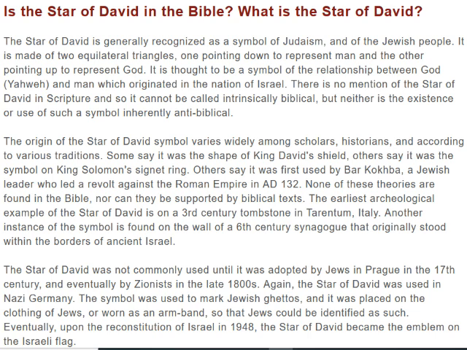Interesting, because it's a little offsetting from the hexagram. The hexagram represents man, woman, and the four elements, which makes the six. But anyway, it is thought to be a symbol of the relationship between God, Yahweh, quote unquote, and man, which originated in the nation of Israel. There's no mention of the Star of David in Scripture, and so it cannot be called intrinsically biblical. But neither is the existence or use of such a symbol inherently anti-biblical.